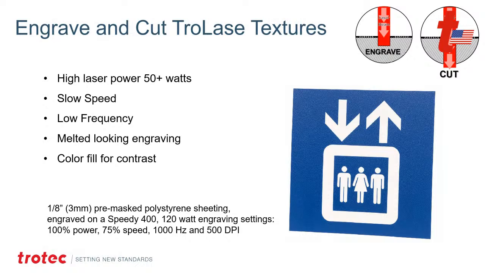So in order to engrave and cut: 50 watts plus, slow speed, low frequency, melted looking engraving, color fill for contrast. These are all things that can be done, but the contrast on this does actually produce the contrast of the core layer. Now, sometimes people will do color fill on it so you can mask it, and then you could maybe do a different color as well as the color of the engraving process. So that's the nice thing about this material. If you need 2 colors, you can mask it first. Then you could color fill it afterwards if you want. But it is a great material to work with if you need that highly durable UV durable material.